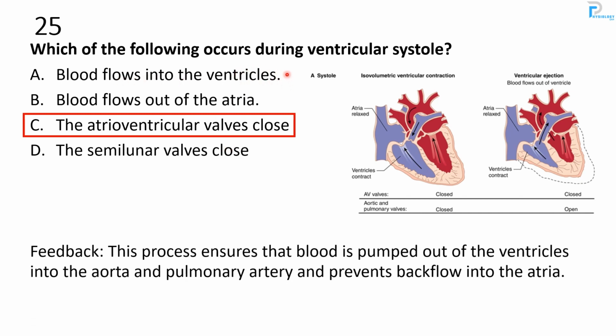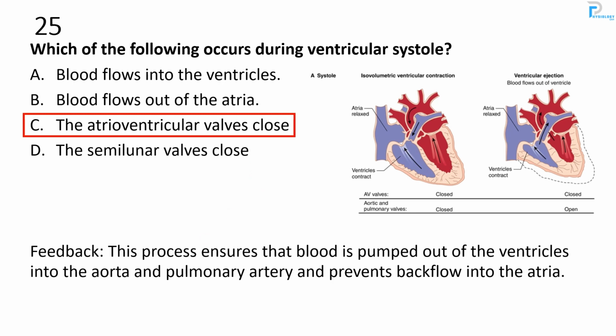Blood flow out of the atria, again, that happens during ventricular diastole. Semilunar valves close, that is a wrong option because semilunar valves have to open for the blood to get into the aorta and pulmonary.